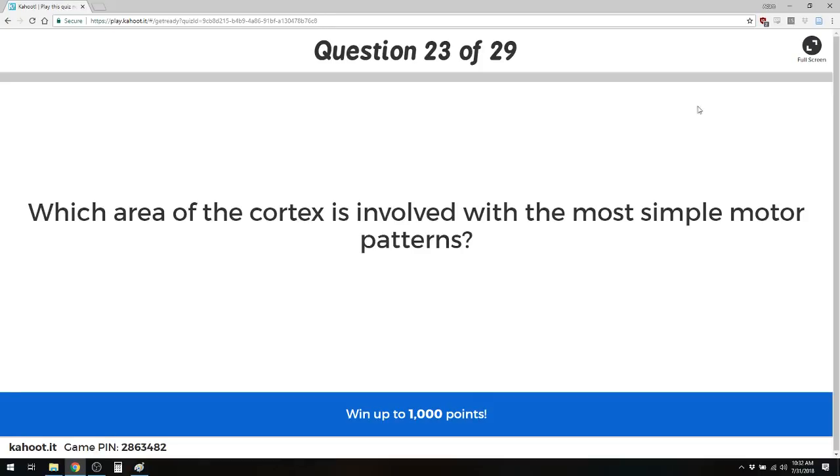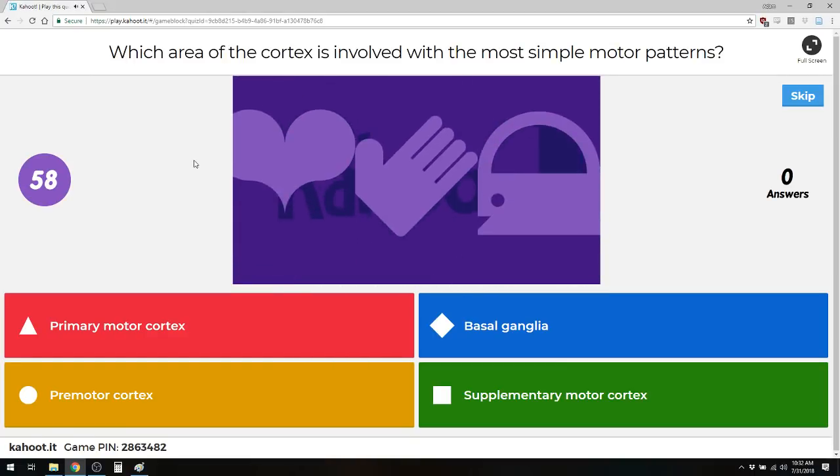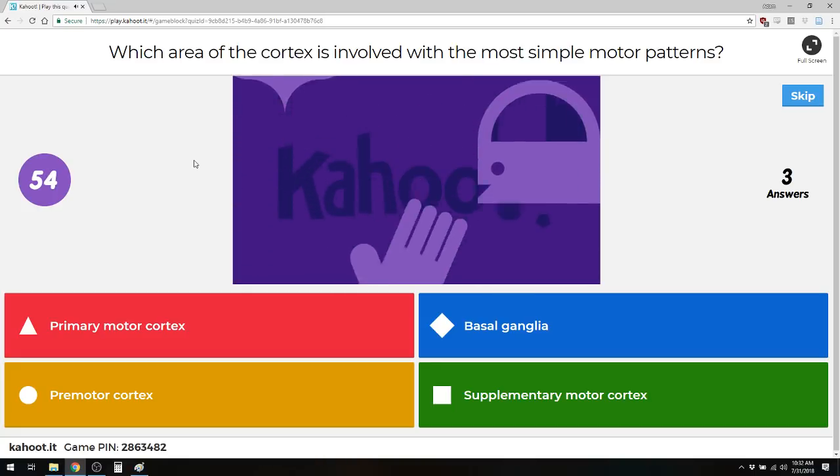Moving on. Which area of the cortex is involved with the most simple motor patterns? Would it be the primary motor cortex, the basal ganglia, the premotor cortex, or the supplementary motor cortex?